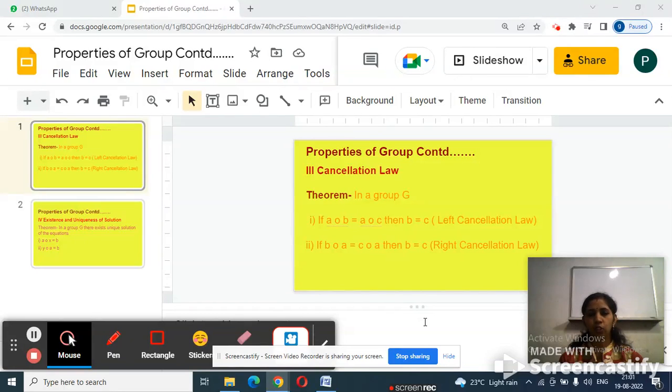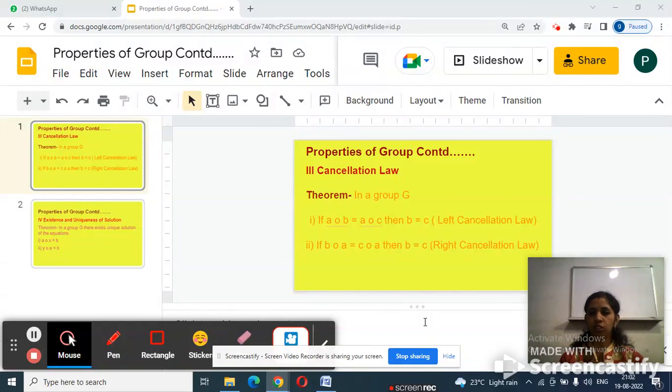In the earlier video, we have seen the two properties, uniqueness of identity and uniqueness of inverse of a group. Now the third property is cancellation law. In a group G, if A operation B is equal to A operation C, then B is equal to C. This law is known as left cancellation law. And if B operation A is equal to C operation A, then also B is equal to C. This law is known as right cancellation law.